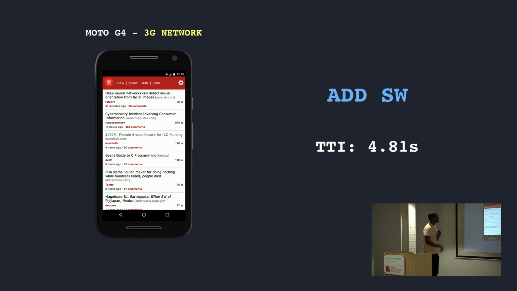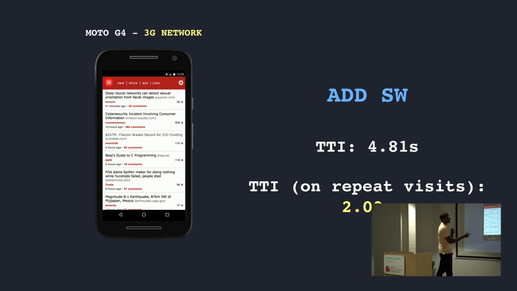The next thing I did was add a service worker. This was before Workbox was released, so Google had separate libraries called SW Precache and SW Toolbox. Workbox is essentially a rethink of those libraries, and that's why I think Workbox is now one of the best ways to do this. With the service worker, my time to interact on the first page load was 4.81 seconds, but on repeat visits it was 2 seconds, because the application shell was now cached. Notice how the time to interact was cut down by more than half just by adding a service worker.